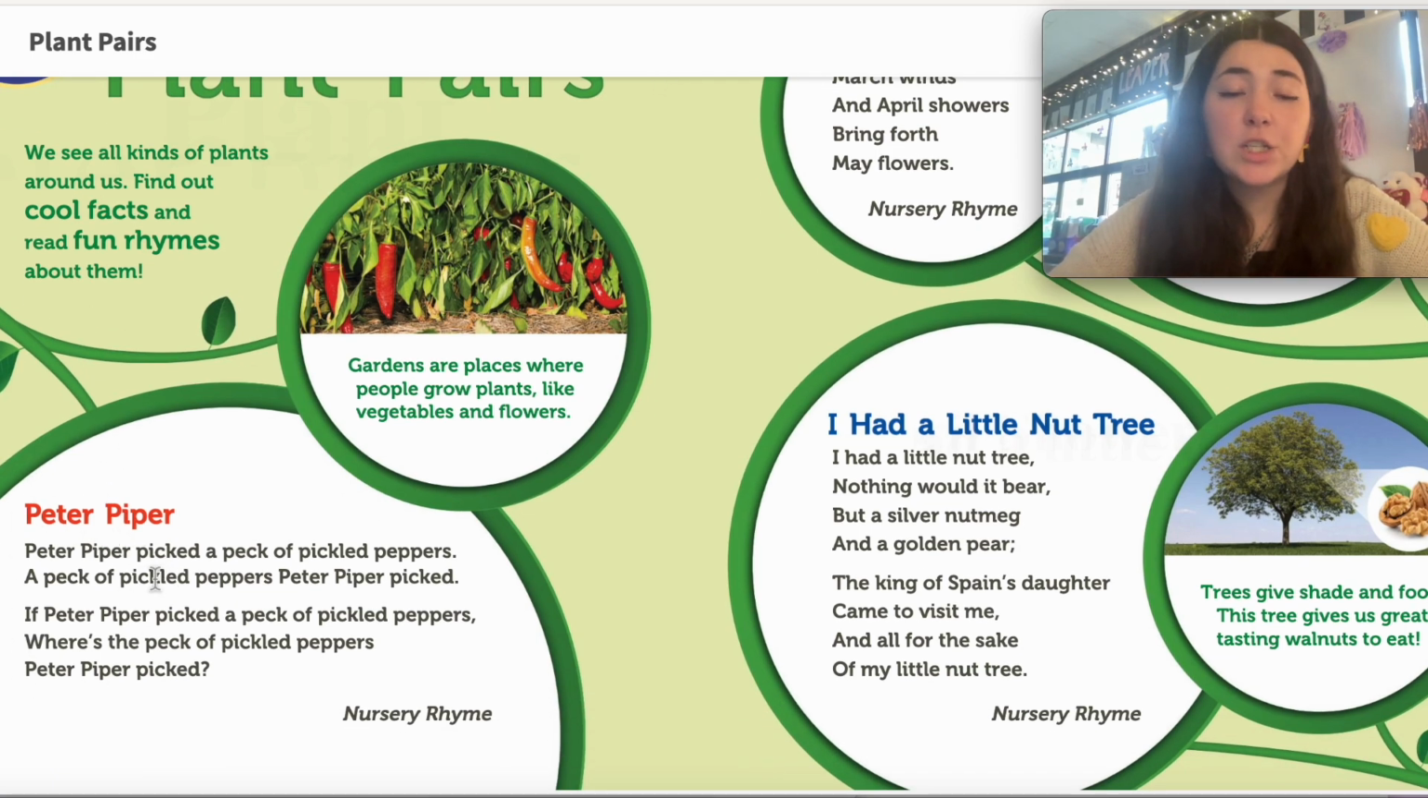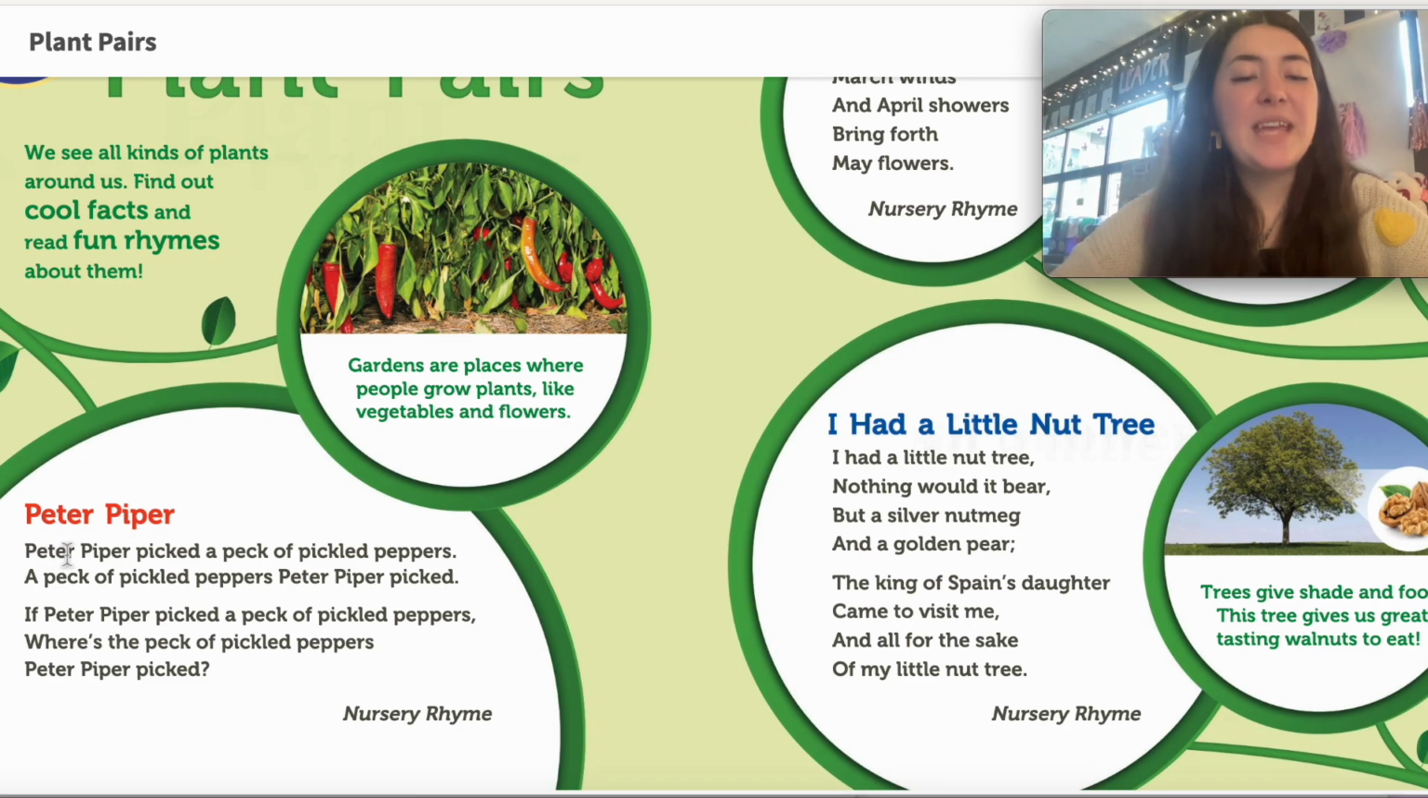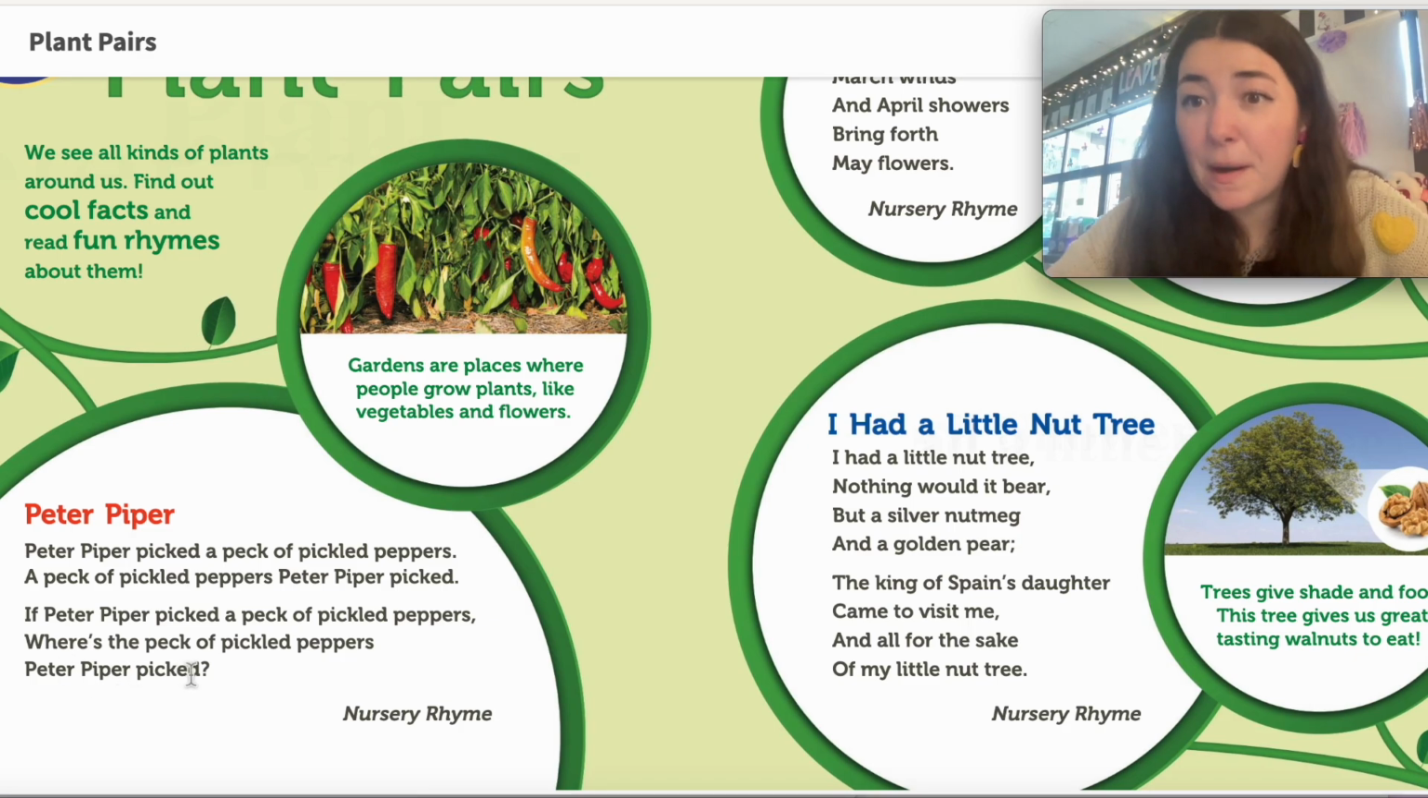All right, so our first nursery rhyme is called Peter Piper. We just heard that one. So follow along with me. See if you can read this with me. It's kind of a tongue twister. Peter Piper picked a peck of pickled peppers. A peck of pickled peppers Peter Piper picked. If Peter Piper picked a peck of pickled peppers, where's the peck of pickled peppers Peter Piper picked?